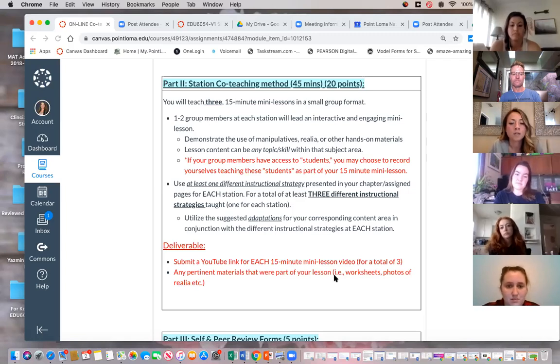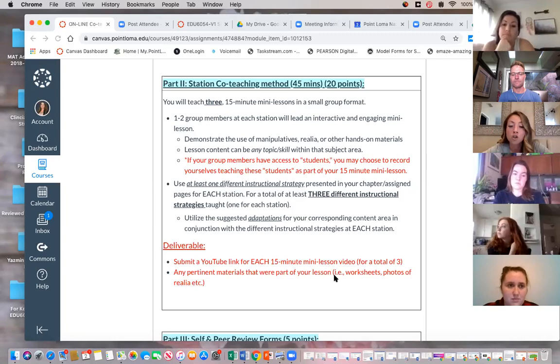Use at least one different instructional strategy presented in your chapter for each station, for a total of at least 3 different instructional strategies. Some of you might decide to showcase 2 instructional strategies. If that makes sense and you're able to do it within the 15-minute time period, that's fine. Sometimes a few strategies can be combined. You don't have to stick to only one, but be mindful that you only have 15 minutes, so think about how you can demonstrate this best. Okay.